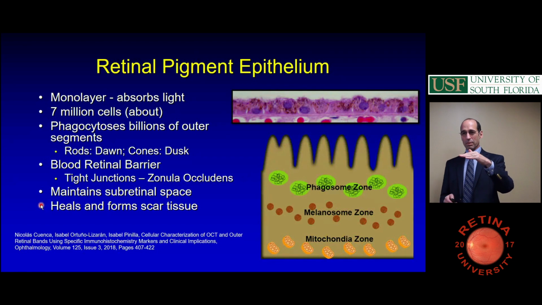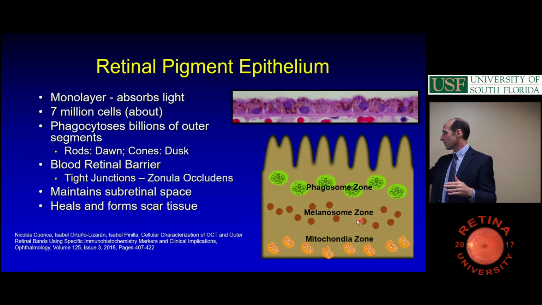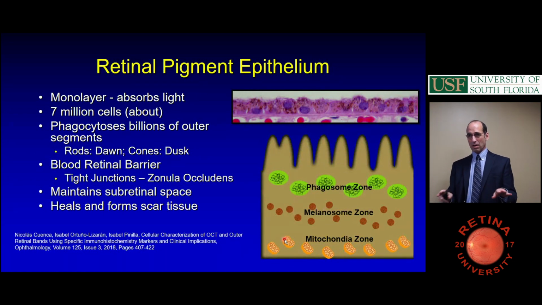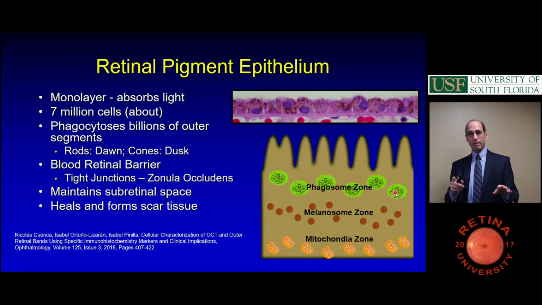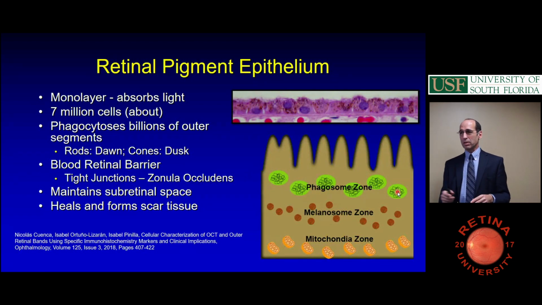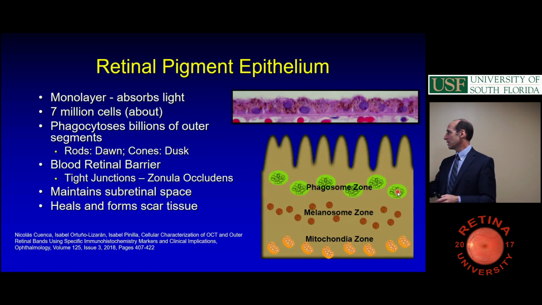If you look at the RPE cells, melanocytes are really scattered throughout the RPE cells, but the mitochondria are mostly in the base of the RPE cells, and the phagosomes, which are the phagocytized outer segments, are mostly superficial, and that's probably the two bright outer bands you see on the OCT. So we used to say that this was the brighter band, the interdigitation zone in the base of the RPE, but that's probably not right.